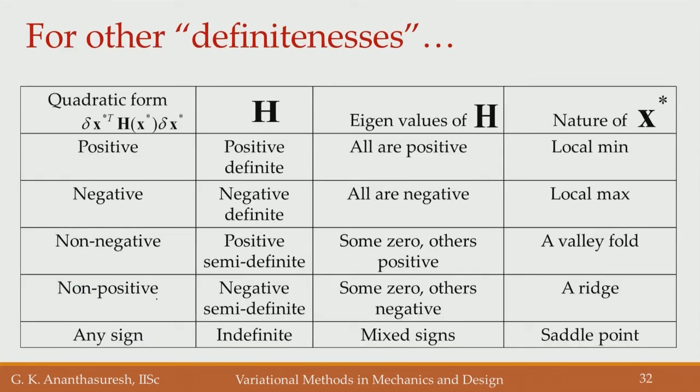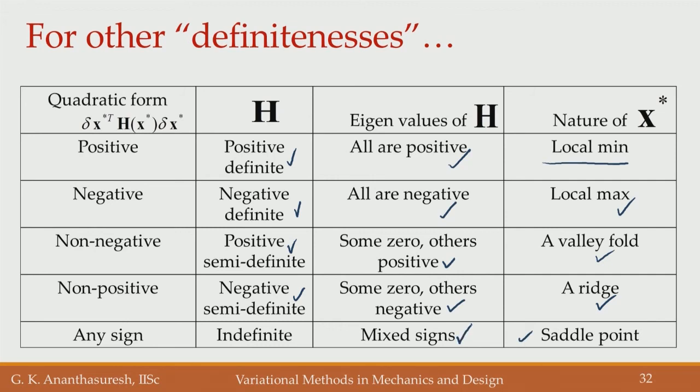Again, to summarize, if it is a local minimum, then the quadratic form is positive and the matrix is positive definite, and negative definite for a local maximum, positive semi definite for a valley fold, where eigenvalues are some 0, others positive. Here all of them are positive, here all of them are negative, here some of them 0 or positive, here some are 0 or negative, then we have negative semi definite. Then you get a ridge fold, and for a saddle point there will be mixed signs.